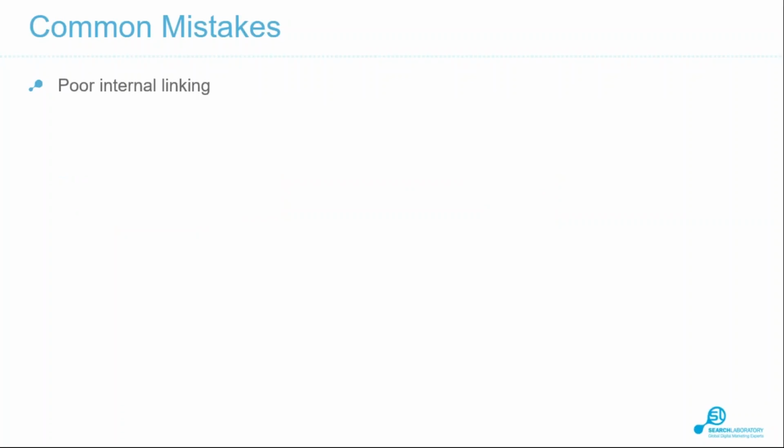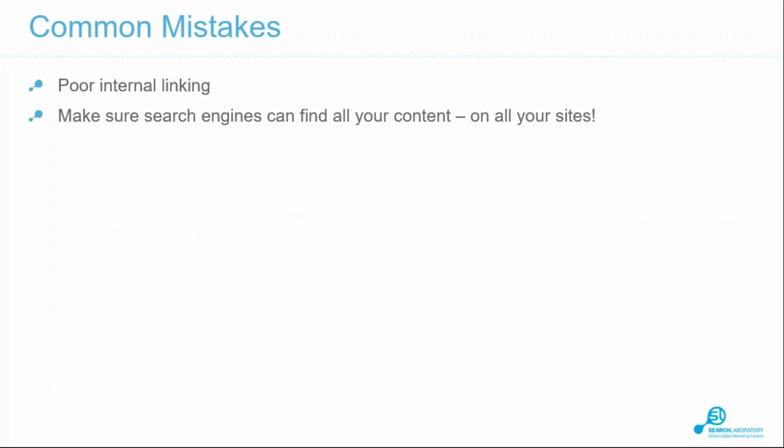Another error that we see sometimes is poor internal linking. So what we really want to do is make sure that search engines can find all of our content on all of our websites and ensuring that they're as well linked together as possible. It also helps to pass authority across all of the international websites.